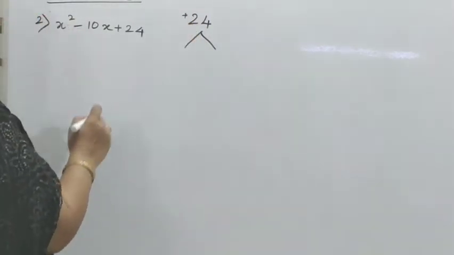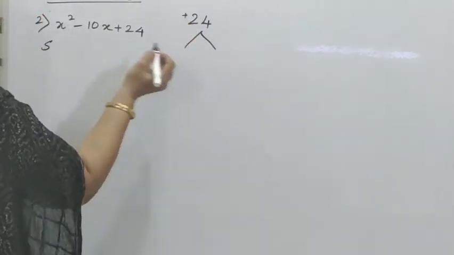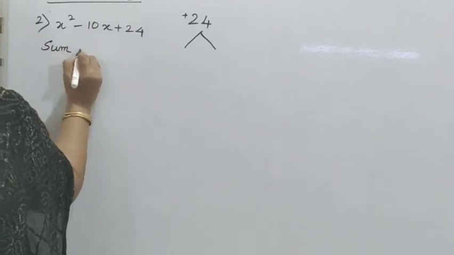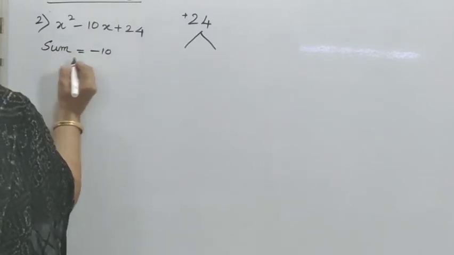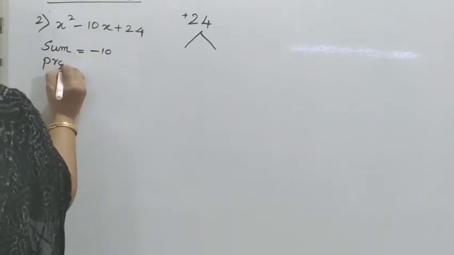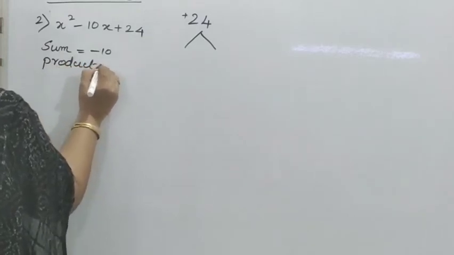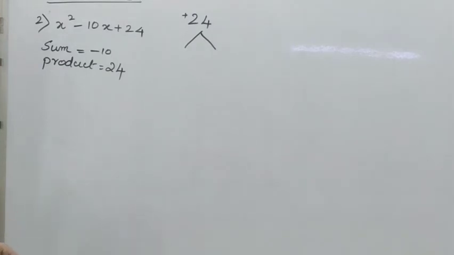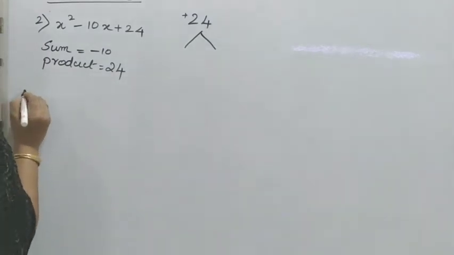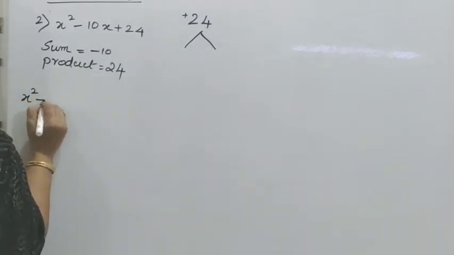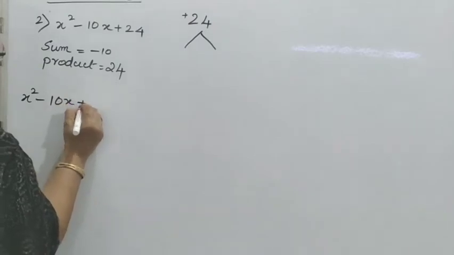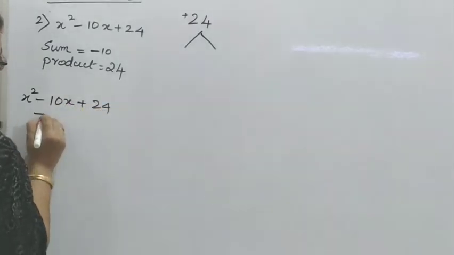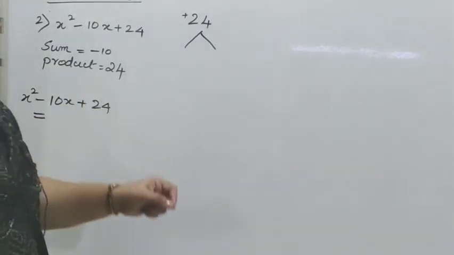Now what is the sum to be taken? Sum equal to minus 10 and the product is equal to 24. This is the idea we should keep in mind, that the sum should be minus 10 and the product should be equal to 24. Now once again I'll write down the question, x square minus 10x plus 24. Now we should identify the factors.